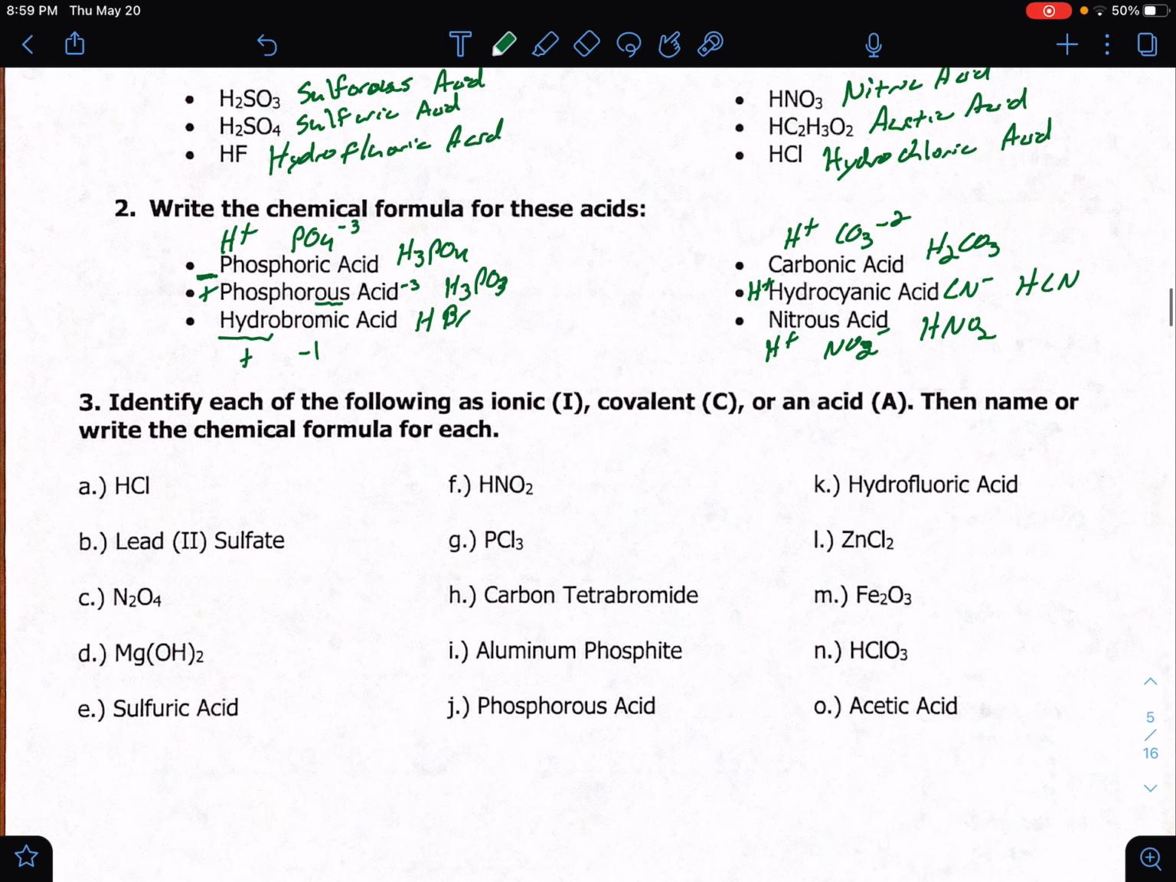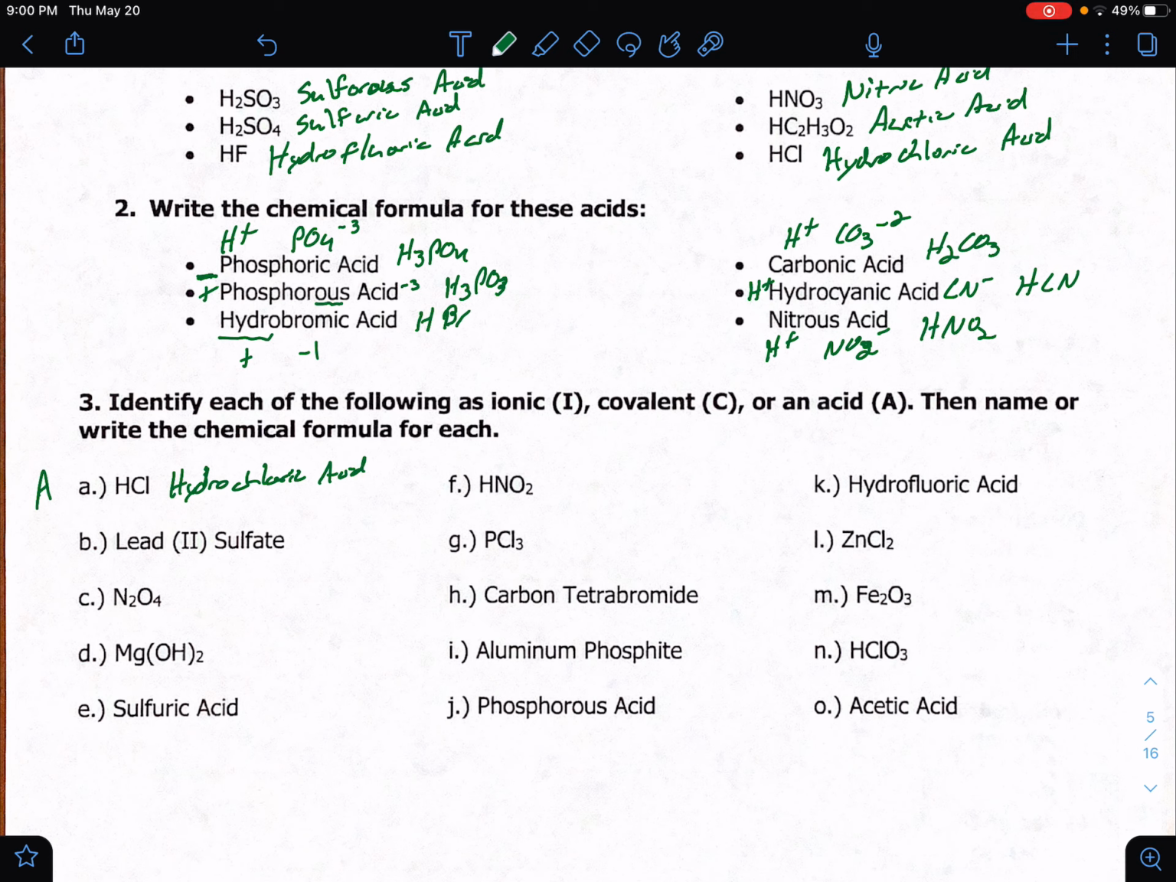Okay, number 3, identify each of the following as ionic, covalent, or an acid. So ionic, remember, is a metal and a nonmetal. Covalent is a nonmetal and a nonmetal. And acid is just anything that basically starts with an H. Okay, so A is going to be an acid. And this is just going to be hydrochloric acid.